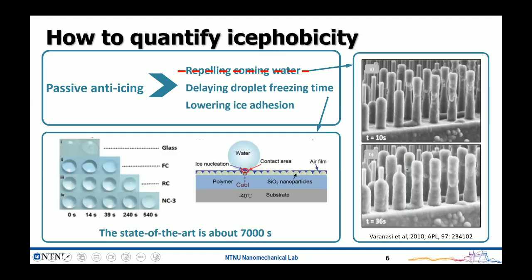Also, a lot of people focus on delaying droplet freezing. They design different surfaces, tuning the heat transfer between the surface and the water droplet on top, to delay the freezing time. And so far, the state of the art of those surfaces can delay the icing time by around maybe 7,000 seconds, and that's approximately 2 hours. And that also doesn't work in a long winter. So the only option left is actually lowering the ice adhesion. And to repeat again, we may have to live with ice, but with the lowest possible ice adhesion.